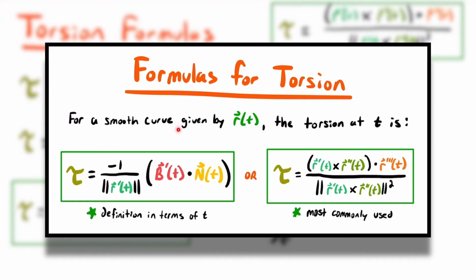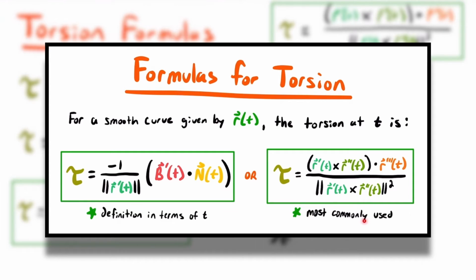For a smooth curve given by a vector function r of t, the torsion at t can be calculated with either one of these two formulas. This right here is the definition of torsion, but in terms of t, you have that tau is equal to -1 divided by the magnitude of the derivative of the vector function, multiplied by the dot product between the derivative of the unit binormal in terms of t with the original unit normal vector in terms of t.